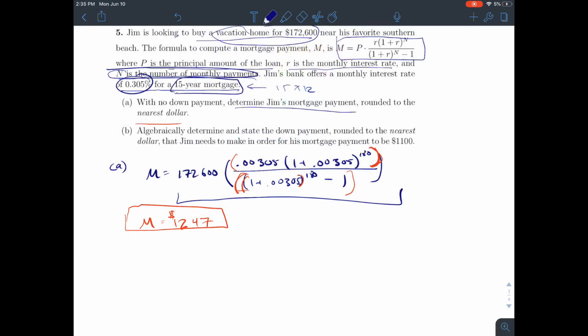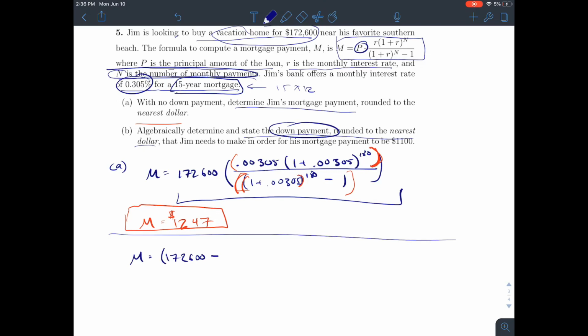Algebraically determine and state the down payment rounded to the nearest dollar that Jim needs to make in order for his mortgage payment to be $1,100. So similar to the last problem, Jim can't afford this mortgage payment. So to reduce it, he's going to take out less money by paying a down payment, some of the cost of the house, up front. So however much he pays up front, the amount he takes out for his loan will be the cost of the vacation home minus how much of a down payment he's paying. So we'll call that X.